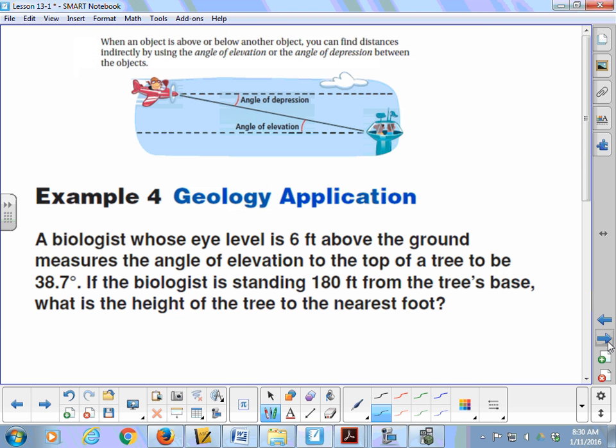When an object is above or below another object, you can find distances indirectly by using the angle of elevation or the angle of depression between the objects. So if we look at this picture, we have an airplane and, it looks like, the tower at the airport.